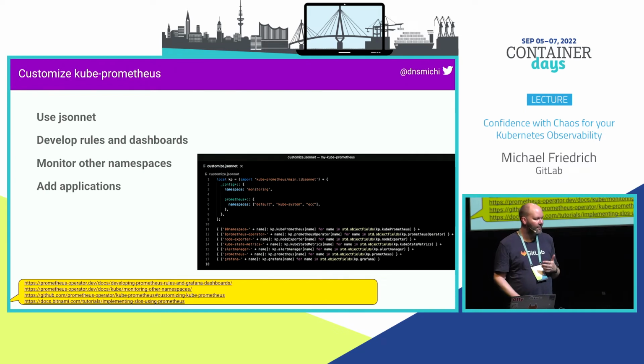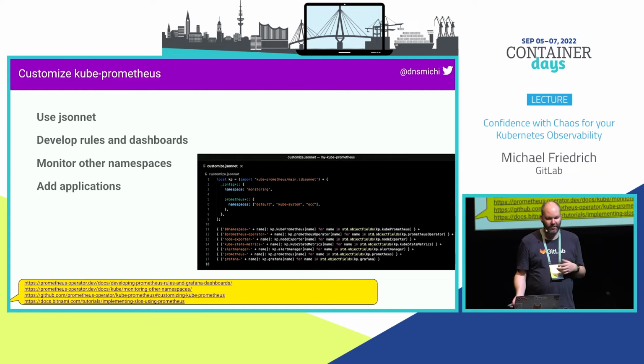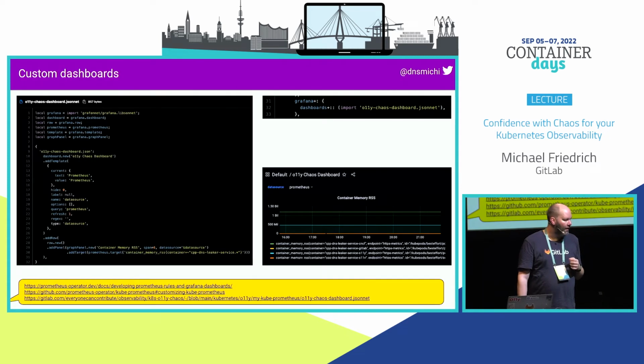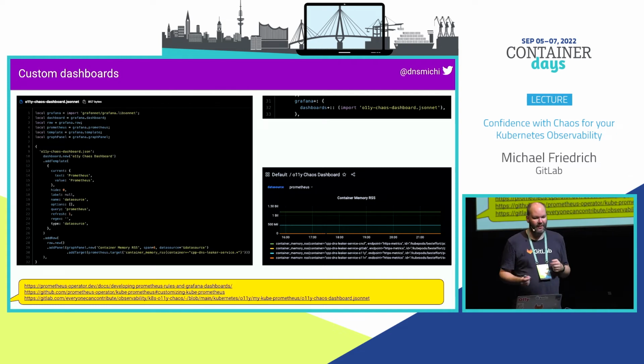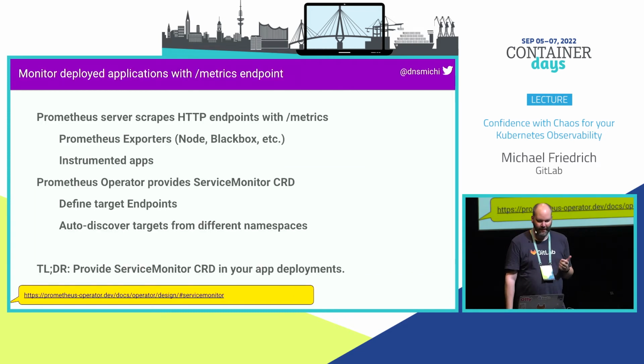When you look into customization for Kubernetes, you need to learn Jsonnet, which can be done. You can develop your own rules and dashboards. You can monitor other namespaces, add applications, remove applications. If you don't want to use Grafana, but something else, for example, you can do that. I've looked into the previous example of the container memory usage. This can be defined by adding a Grafana dashboard, defining the data sources, using the PromQL query, and just have it configured in one format and deployed into the cluster.